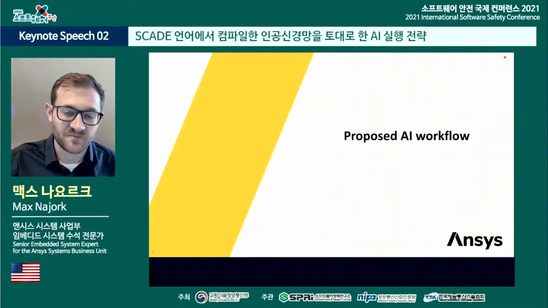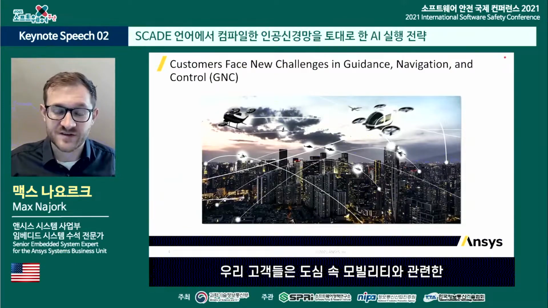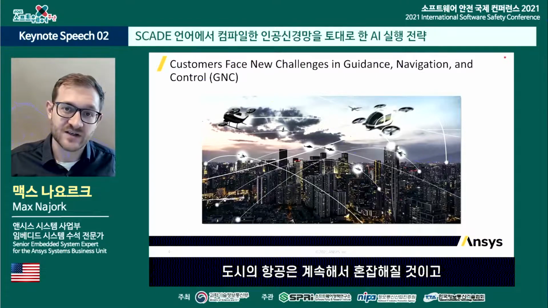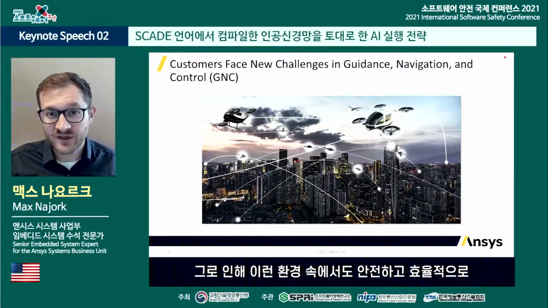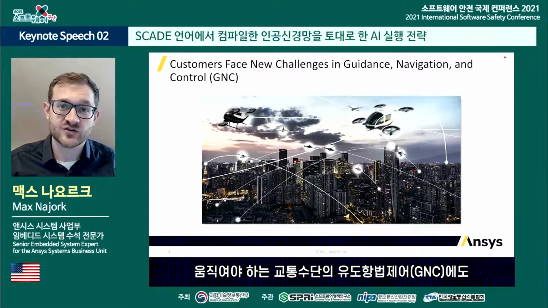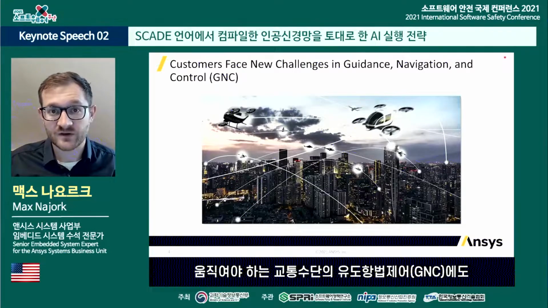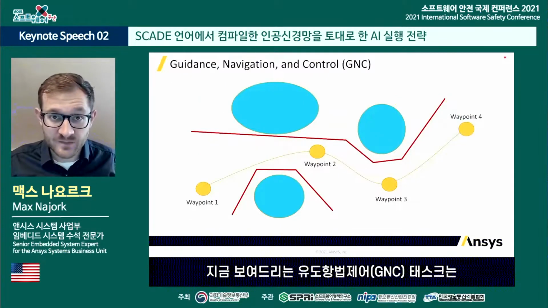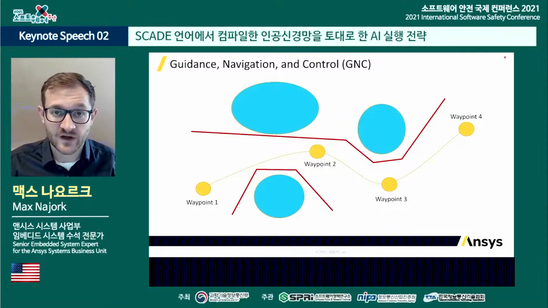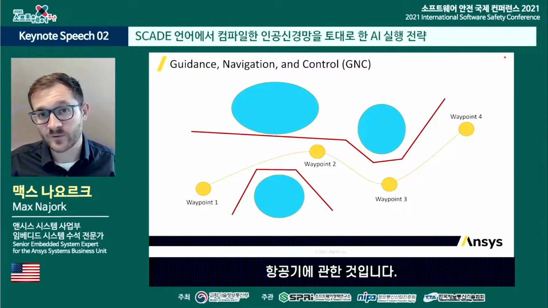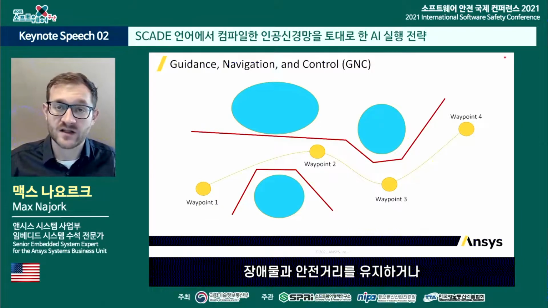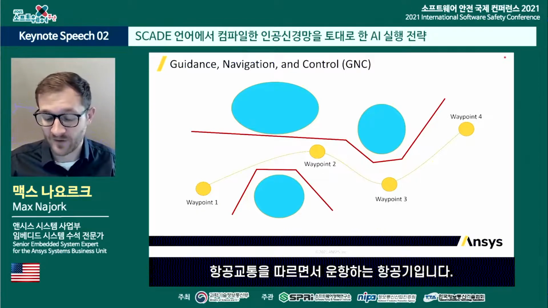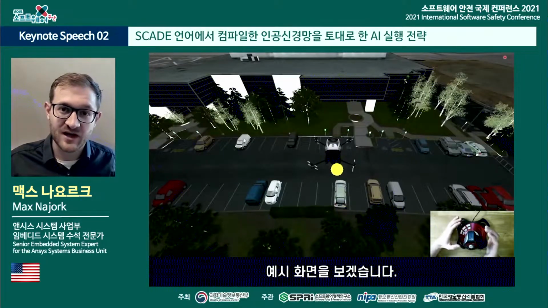So let's get started. Many of our customers are facing some very great new challenges like urban air mobility. We will see that city skies will be more crowded than ever before, and this brings new challenges to the guidance, navigation, and control of vehicles that need to maneuver these environments safely and efficiently. Now, this typical guidance, navigation, control task consists of a vehicle that has to fly through a certain set of waypoints while avoiding safe distances to obstacles, ground obstacles, or other air traffic. And here's an example how this can look like.